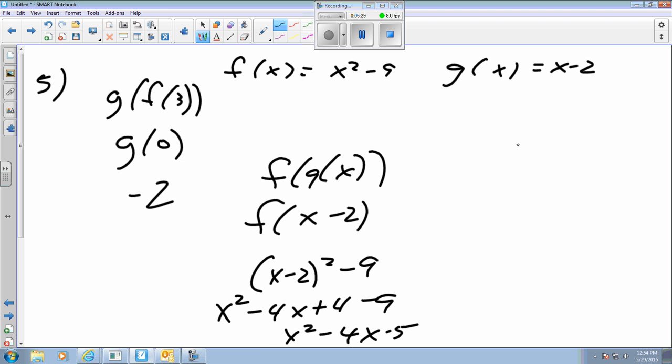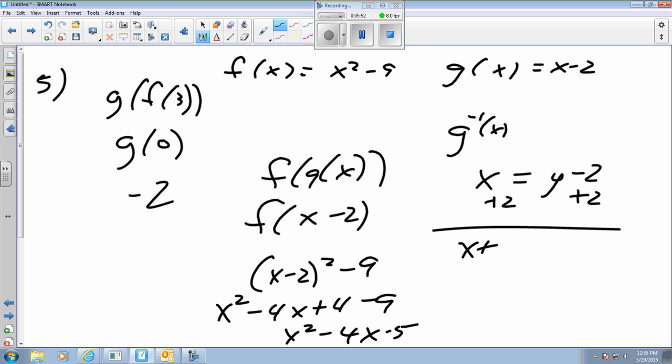And then the last one they want us to do is find the inverse, g inverse of x. To do that, we have to take our original function, replace g of x with y. We're going to transpose our y and our x, so I get x equals y minus 2, and then solve for y. So x plus 2 is equal to our g inverse. So x plus 2 is the inverse. Remember, inverse does not mean finding the opposite of.